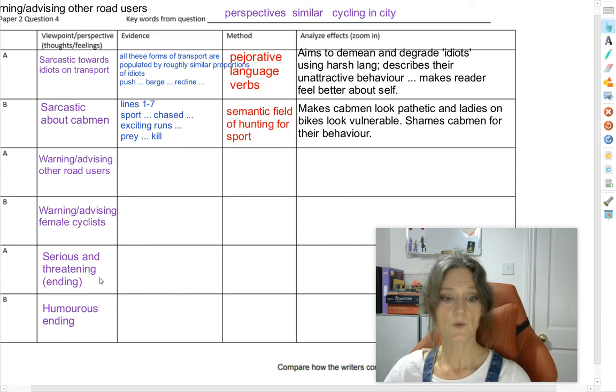And then my last point is he uses a serious, threatening ending, whereas she uses a humorous ending. So that is a difference. How are you going to turn that into a similarity? Pick out your quotations and think about what you're going to say about those.